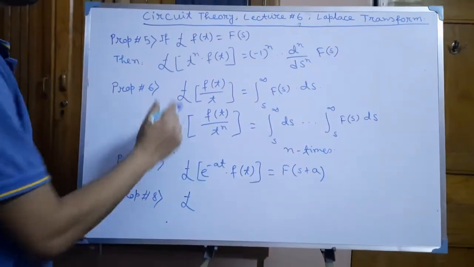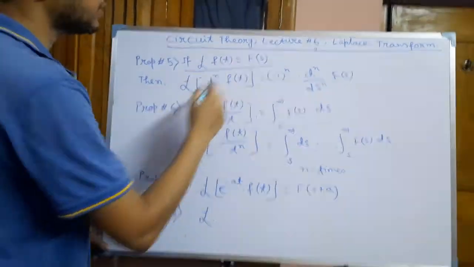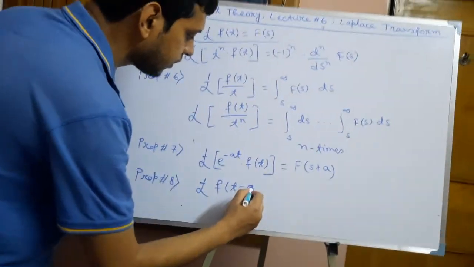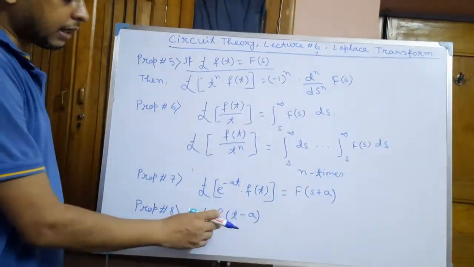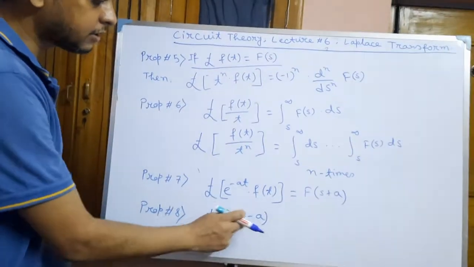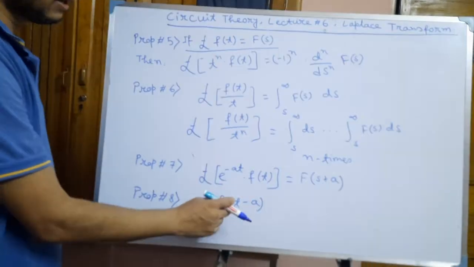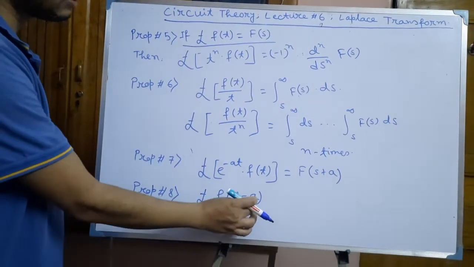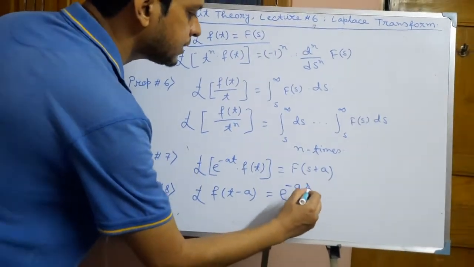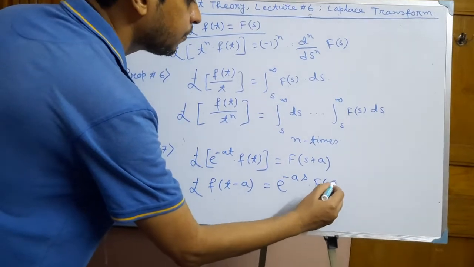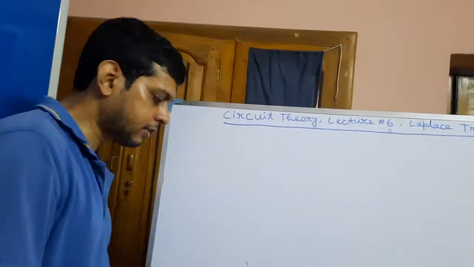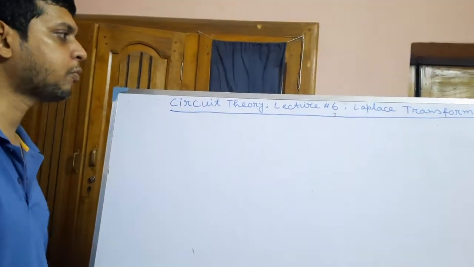It tells us that if ft and fs are Laplace transform pairs, then the Laplace transform of the delayed function, that is, if ft is a function, then this is the same ft function but with a delay a, is equal to e to the power minus as fs. Okay.